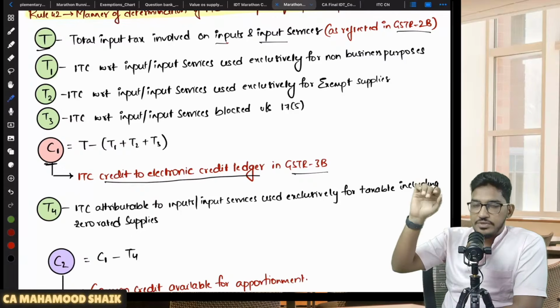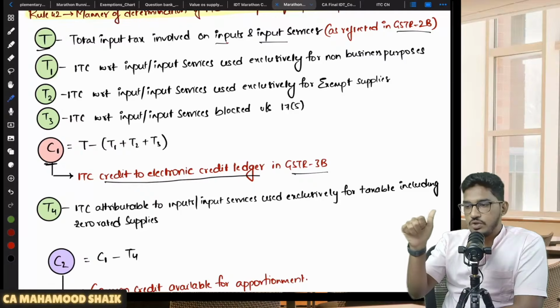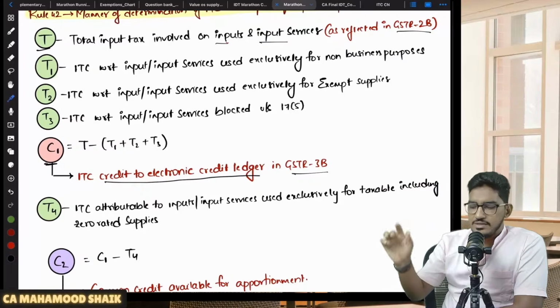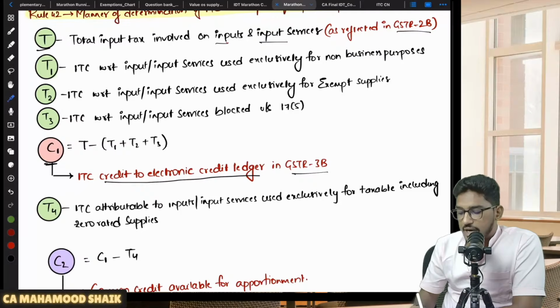So first you have T, the total ITC. Three things you have to identify: T1, ITC attributable to non-business purposes; T2, ITC exclusively for exempt supplies; T3, blocked credit. Take these three. Anyhow, these three are ineligible. Those ITCs used exclusively for non-business purposes, I am not eligible. Those ITCs exclusively used for exempt supplies, not eligible. Those ITCs which are blocked, not eligible.